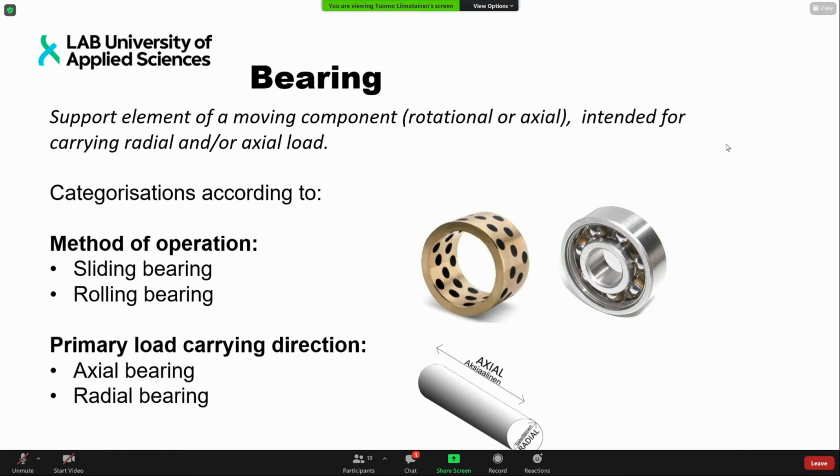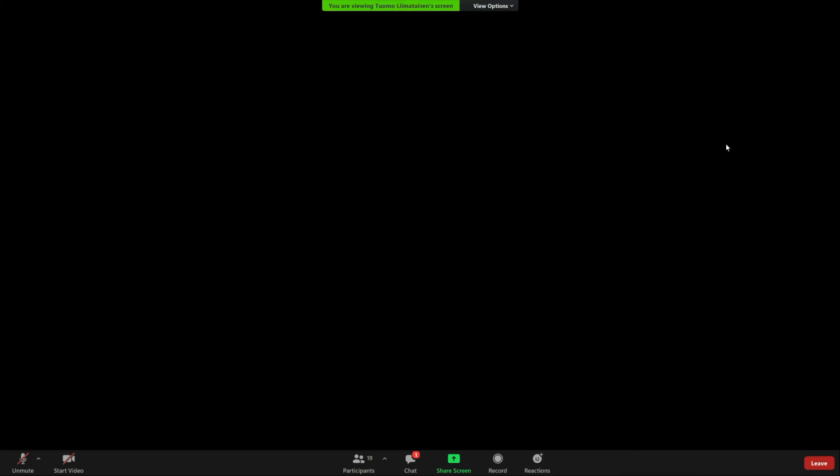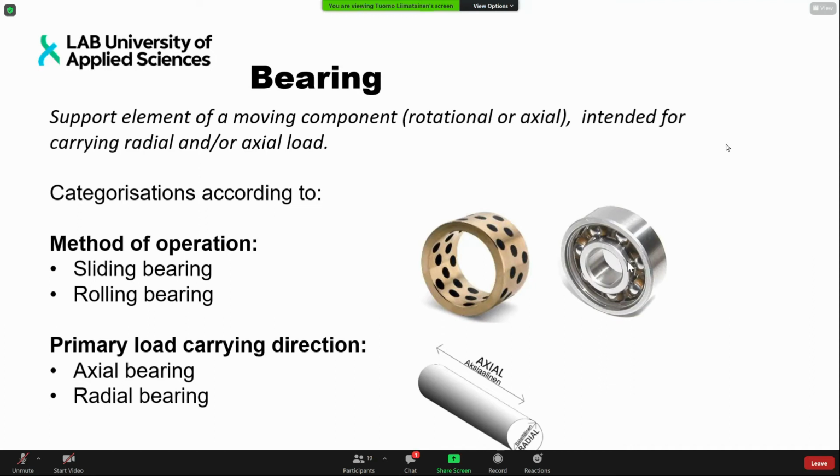Bearings can be categorized according to method of operation. So we can categorize them between sliding bearings and rolling bearings. And the difference between these two being that in a sliding bearing, we have a sliding contact between the moving part and the stationary part. Whereas in rolling bearing, there is a rolling moving element between the rotating part and the stationary part.